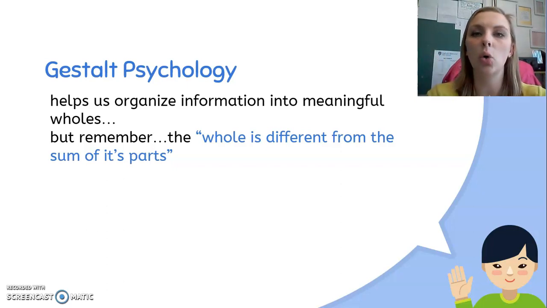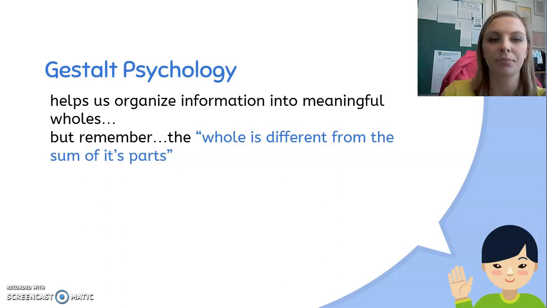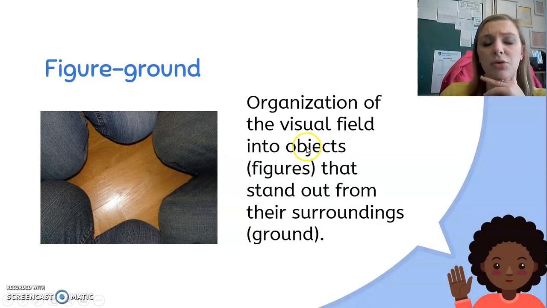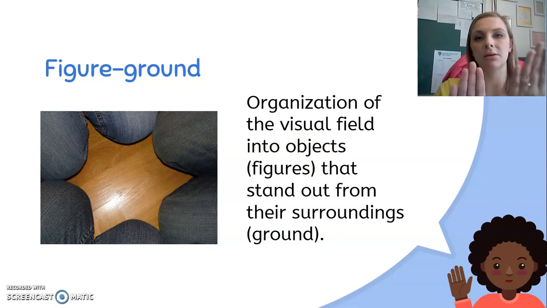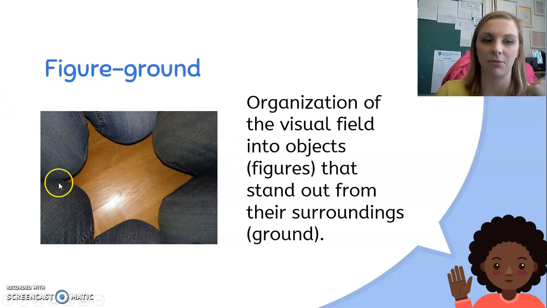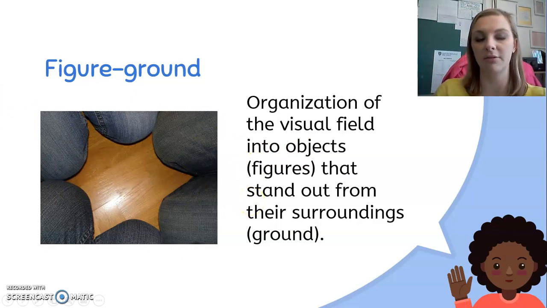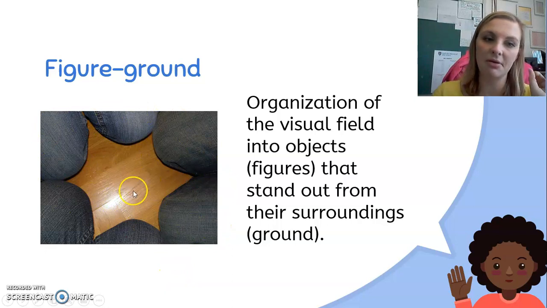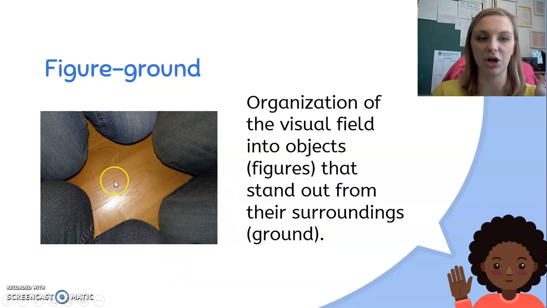This is the idea that the whole is different from the sum of its parts, right? So the first is figure-ground, the organization of the visual fields into objects or figures that stand out from their surroundings. So we like to see some sort of depth. So in this case, if you are looking at the pants here, that is your figure, right? And then the ground is the floor back here. However, if you look at the floor as your figure, you are seeing a star, and then the pants are your ground, okay? So we like to separate things into figures and backgrounds.